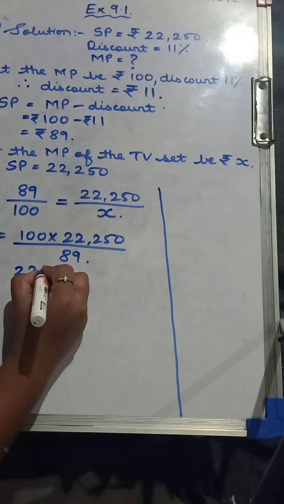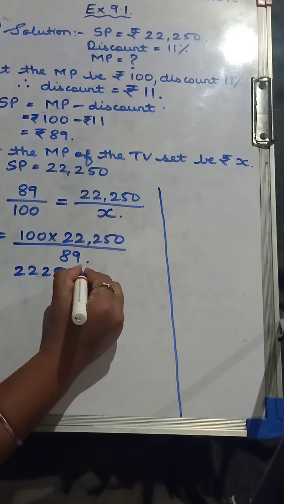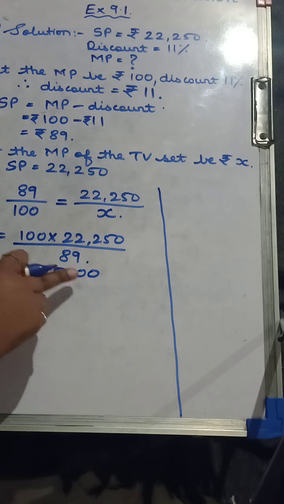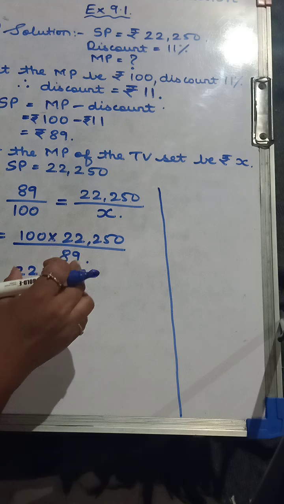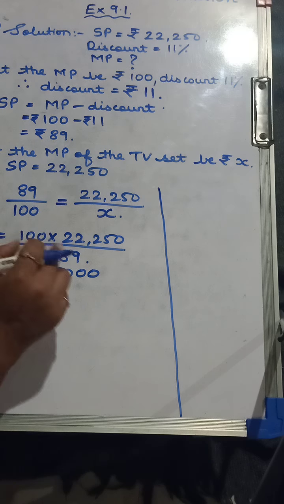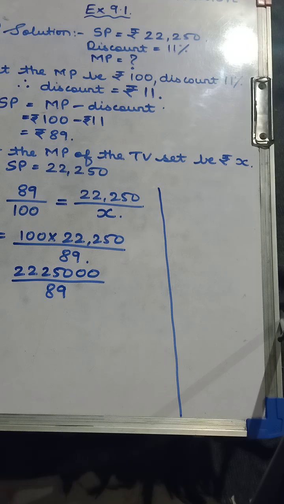First we will write 22,250 and these two 0s that are there. Okay, you all understood what I did here? Direct multiplication, just write the number as it is and then we are going to take these two zeros down. Divided by 89. Now we are going to divide this by 89.